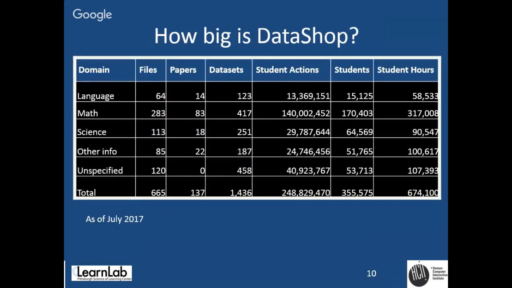So how much data is in there? I made this slide a couple days ago. We currently have almost 250 million individual student actions from a little over 350,000 students, which equates to about 675,000 hours of students sitting in front of a computer typing in information. So there's a lot of data out there, almost 1,500 individual data sets. You can see from a bunch of different domains, and I'm sure you can find something interesting that would appeal to you in Datashop.